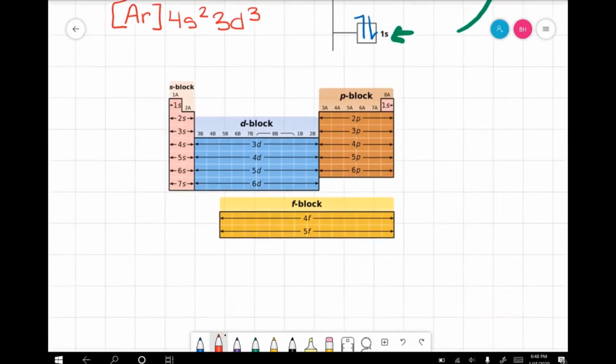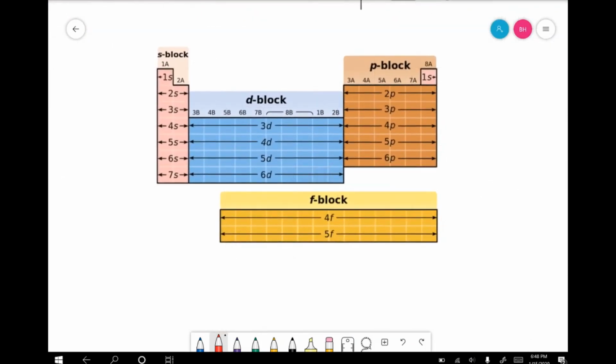Right here, what I have is a diagram of our periodic table, and it has labeled out the different blocks. So if we start over here, we see that these first two columns are called my S block, and it is 2 elements wide, which means that it can only hold 2 electrons, which we have seen. Right here is called my P block. We see that it's 6 elements wide, so that can hold 6 electrons. We have my D block right here, which holds 10, and my F block right here.